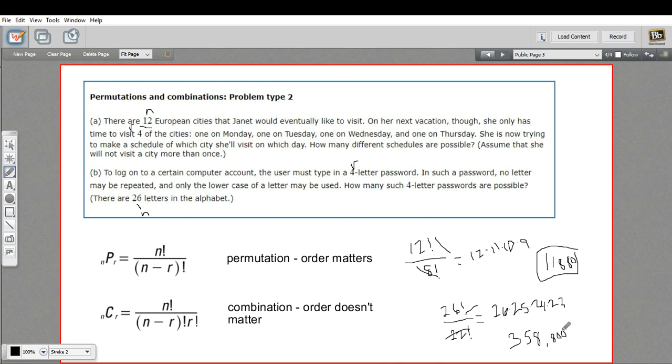358,800 permutations. So even in a password that only has 4 letters, you get quite a few choices of how to put those together. So that is some more work with permutations and combinations.